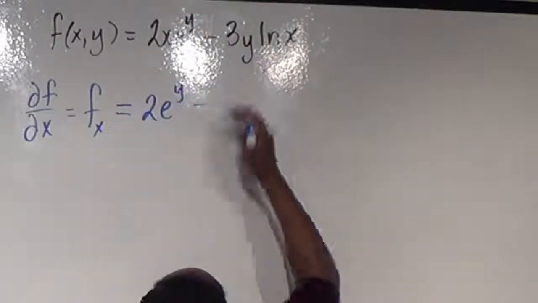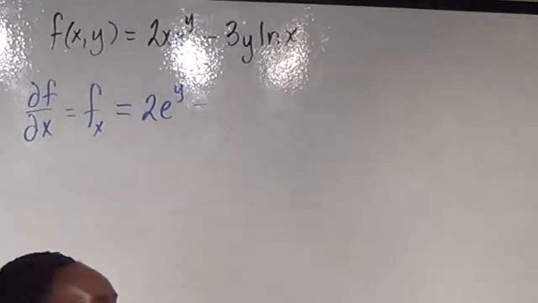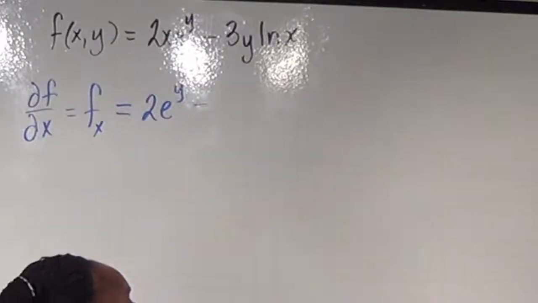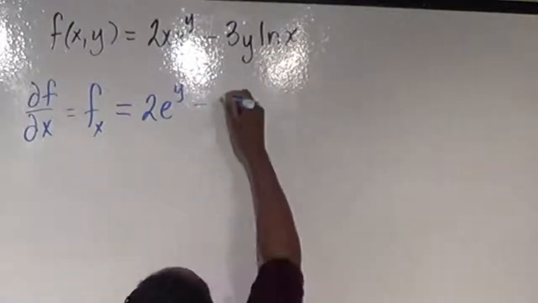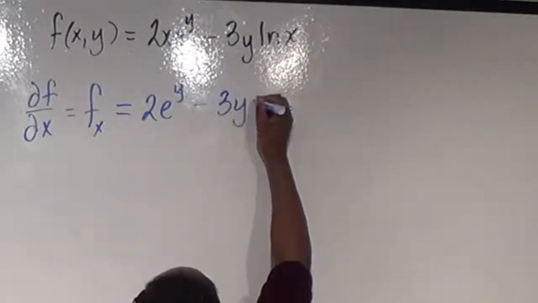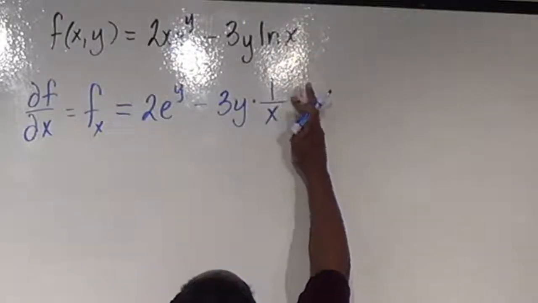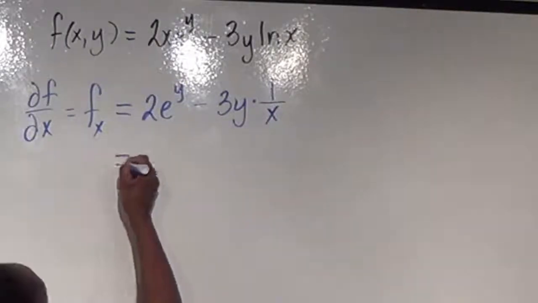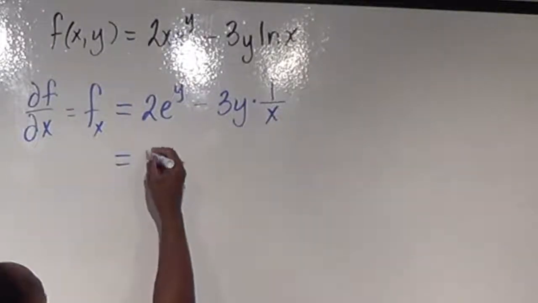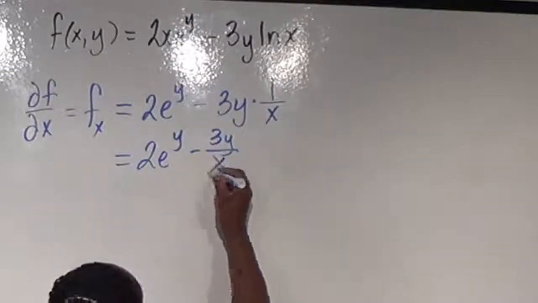Okay. For my second term, 3y is going to be treated like a constant, and ln of x is going to be the variable part. So the derivative here, the coefficient just gets brought along, and the derivative of natural log of x is just 1 over x. Okay. So my partial of f with respect to x is going to be 2e to the y minus 3y over x.